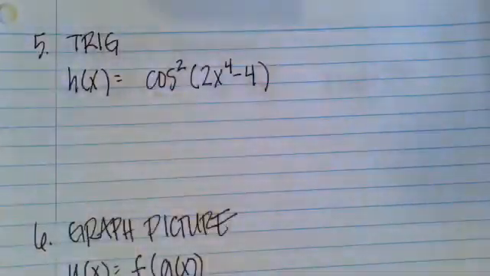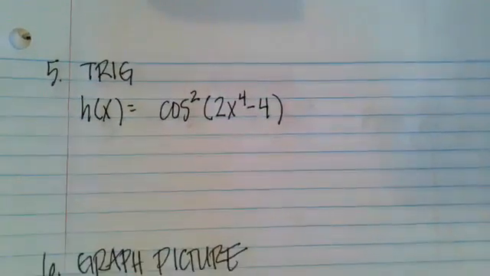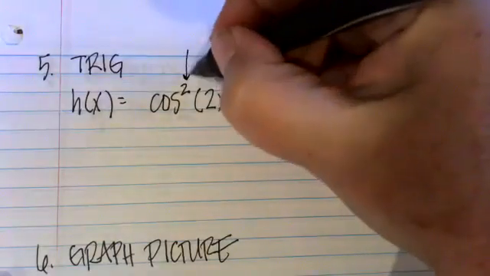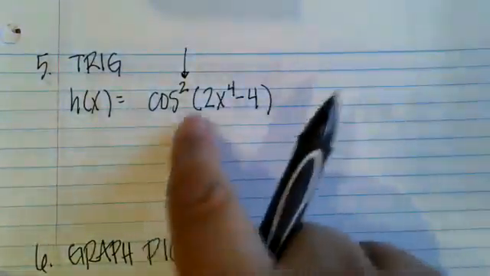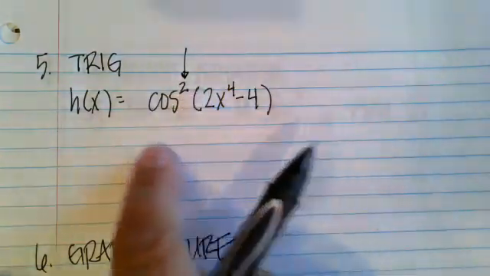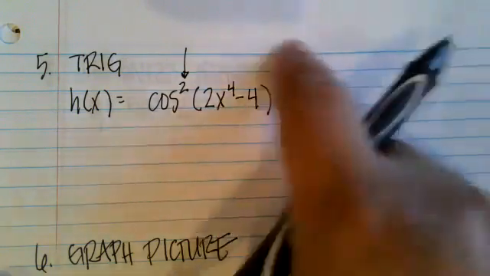Okay, let's see what else they have for us. Oh yes, trig. So now they have combining the chain rule with our trig rules. Okay, so notice number 1, we have a power rule here. And with trig, instead of the exponents being on the outside here, they're always right there. But this is really cosine of 2x to the 4th minus 4 all squared.